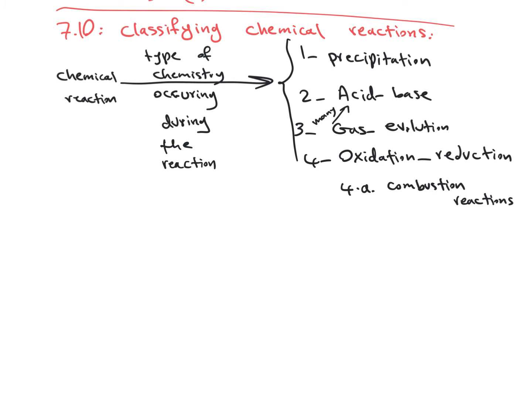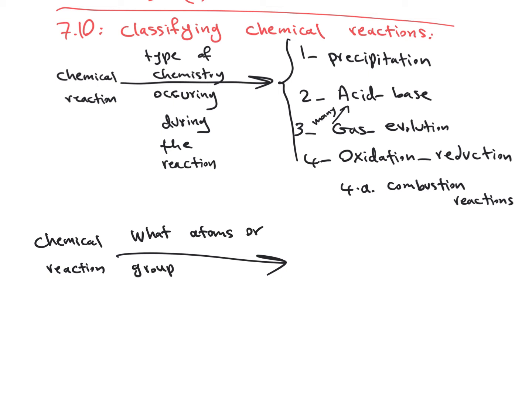So there is another way to categorize chemical reactions, and that is based on what atoms or groups of atoms do during the reaction. So let me just write it and then I'll explain it to you. So we have the other way to categorize chemical reactions: what atoms or groups of atoms do during the reaction.